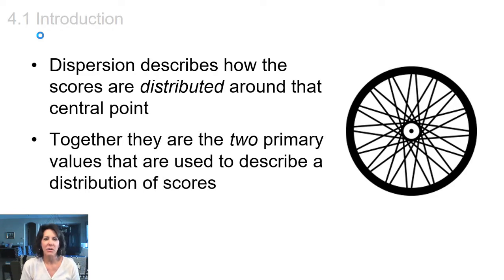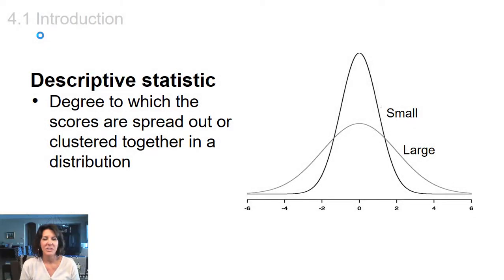Dispersion, on the other hand, talks about how scores are distributed around that central point. So think of it as the spokes on this wheel, how the scores are arranged around that center point. And together, these are the two primary values, central tendency and measures of dispersion, that are used to describe a distribution of scores. So this measure of dispersion is a descriptive statistic. It talks about how closely the scores are clustered together or how spread out the scores are.